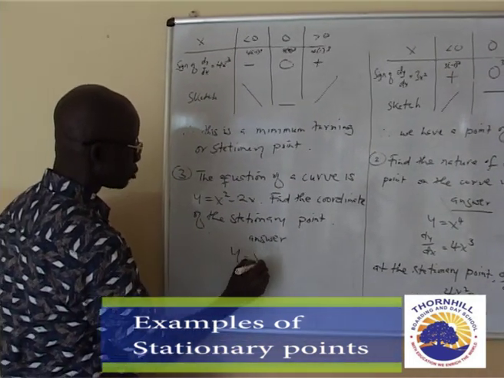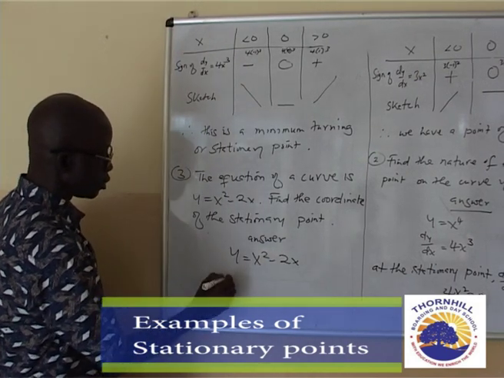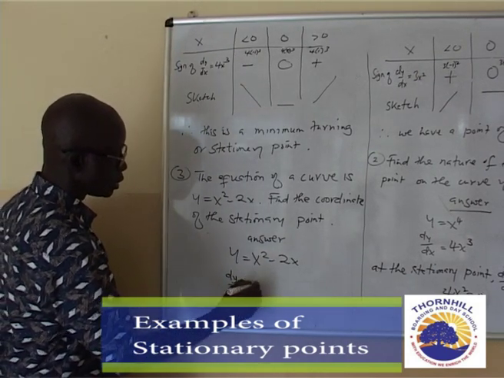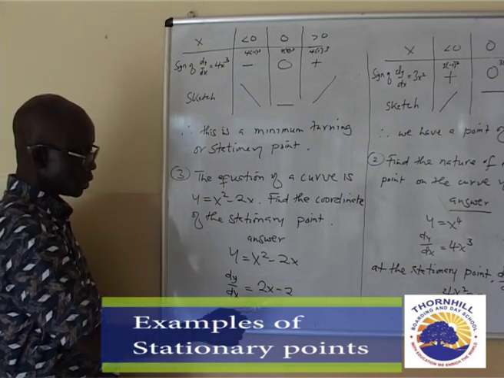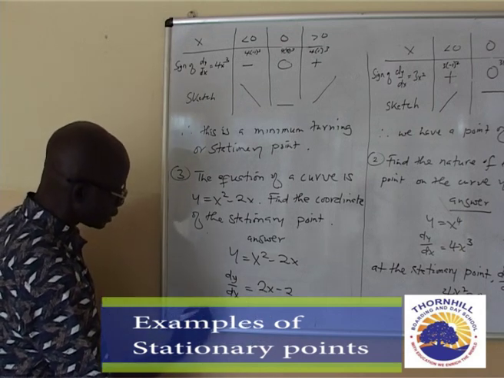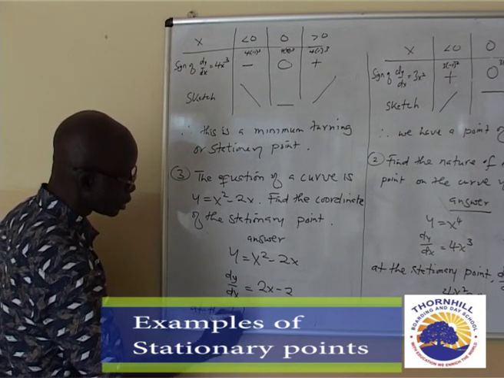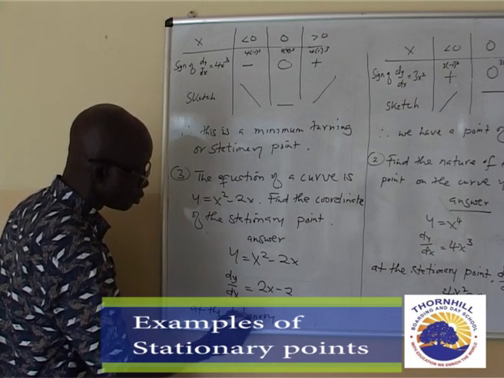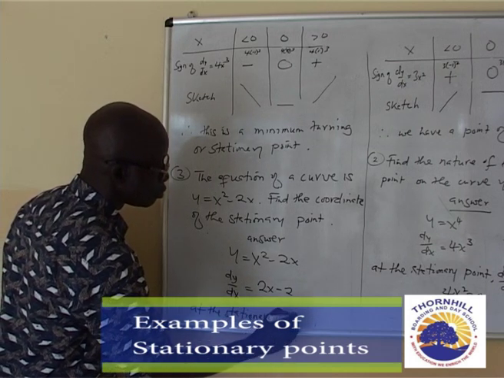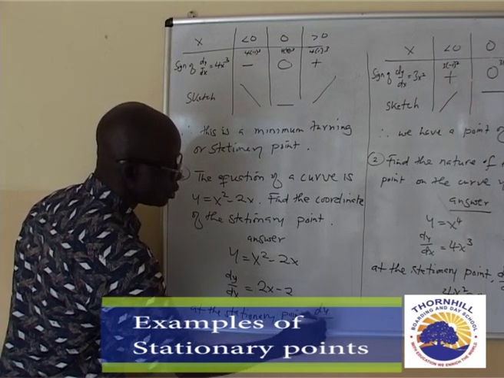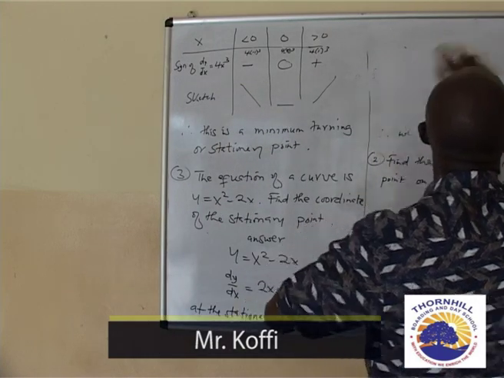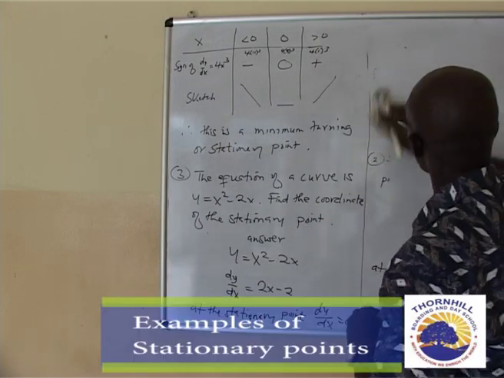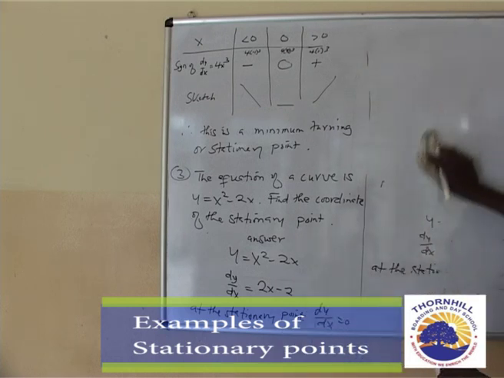We are given y is equal to x squared minus 2x. So you find dy dx. This will give you 2x minus 2. At the stationary point, dy dx is equal to 0. So we equate dy dx to 0.